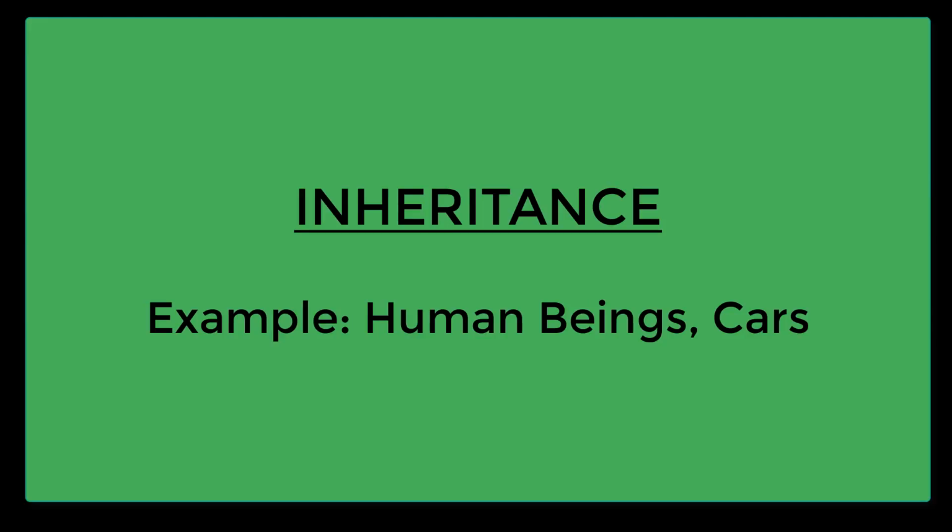Now the fourth one is inheritance. Inheritance is the capability of one class of things to inherit capabilities or properties from another class. For example, we human beings inherit certain properties and characteristics from our ancestors. Similarly, the class car inherits some of its properties from the class automobiles, which inherits some of its properties from another class, vehicles. So this capability to pass down properties is known as inheritance.